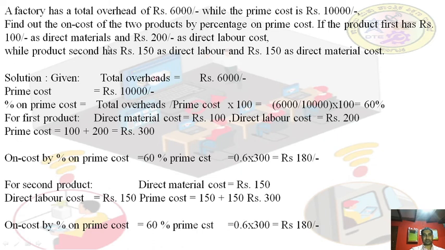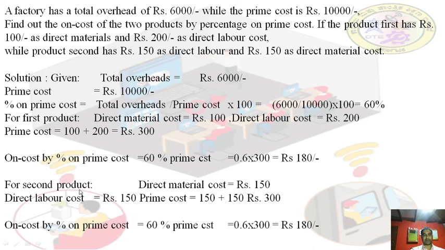For the first product, the direct material is 100 and the direct labor is 200. There is no direct expense. So the prime cost will become 100 plus 200, that is 300. That is the prime cost of the first component. So on cost will be calculated. On cost is nothing but the total overhead, calculated as 60% of the prime cost. 60% of 300 is 180.